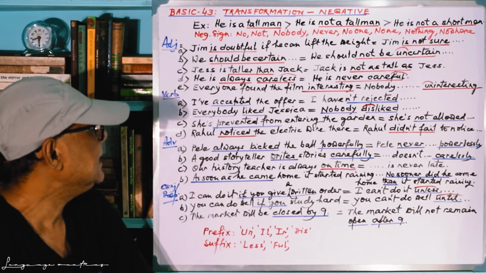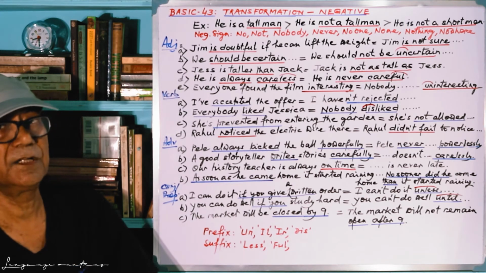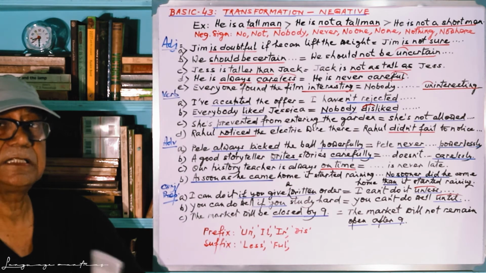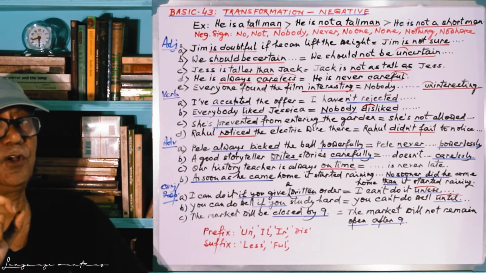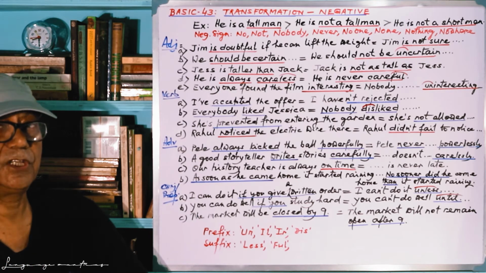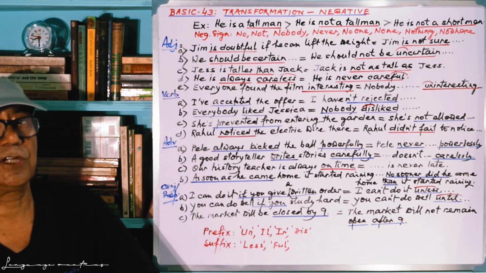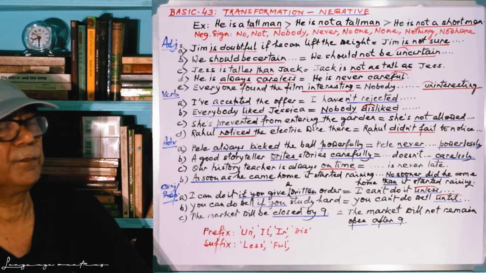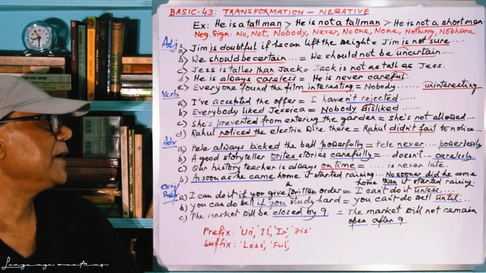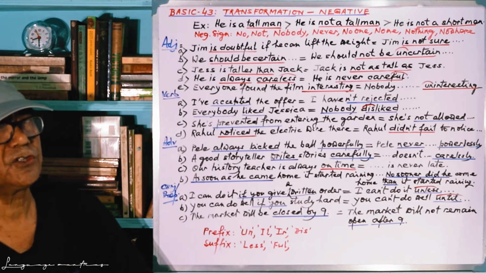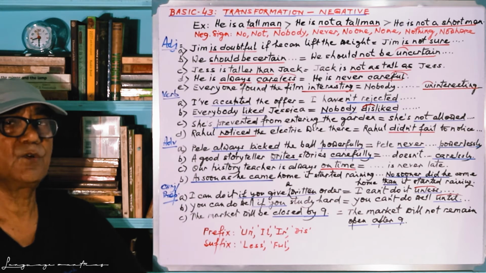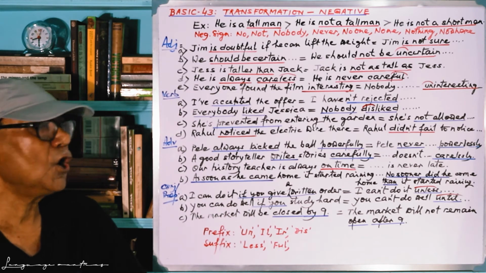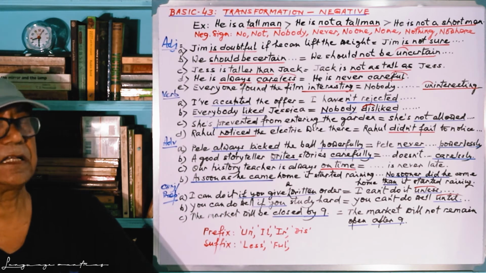Next one. She is prevented from entering the garden. Prevented. This is a verb. So she is prevented from entering the garden. Prevent is followed by from. This is the appropriate preposition that is used here. Prevent from, prevented from. So she is prevented from entering the garden. She is not allowed. So I give another word that is the opposite of this word prevented. She is not allowed to enter the garden.